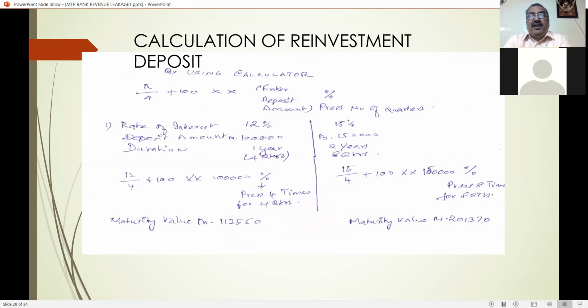If you have got a calculator, please take it. I'll give you 1 minute. If you understand this formula, it will definitely be useful to you, because it saves a lot of your time during the audit when you verify the deposits. R is the rate of interest. So 12 divided by 4 plus 100, you press 2 times.